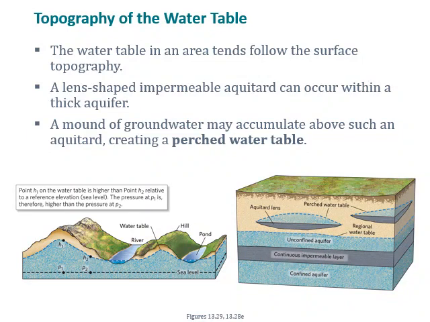So a lens-shaped impermeable aquitard can occur within a thick aquifer, and that lens-shaped aquitard can have a dome-shaped water table directly above it. This mound of groundwater accumulating above the lens of aquitard is known as a perched water table, and it can exist distinctly from other water tables.